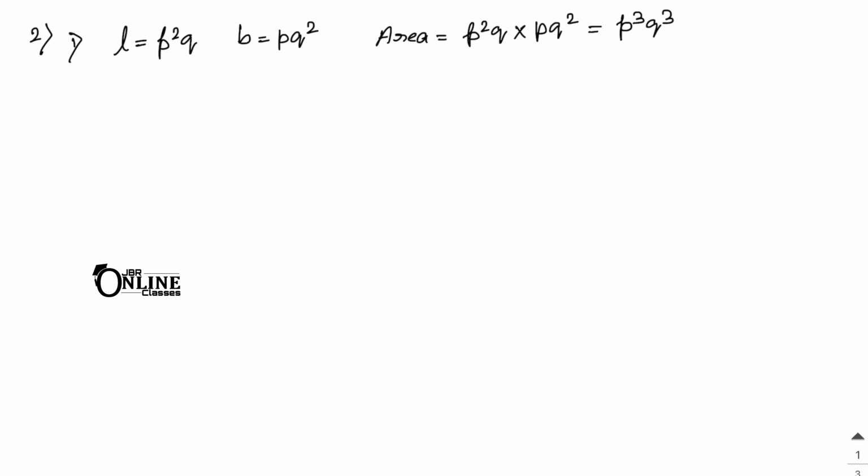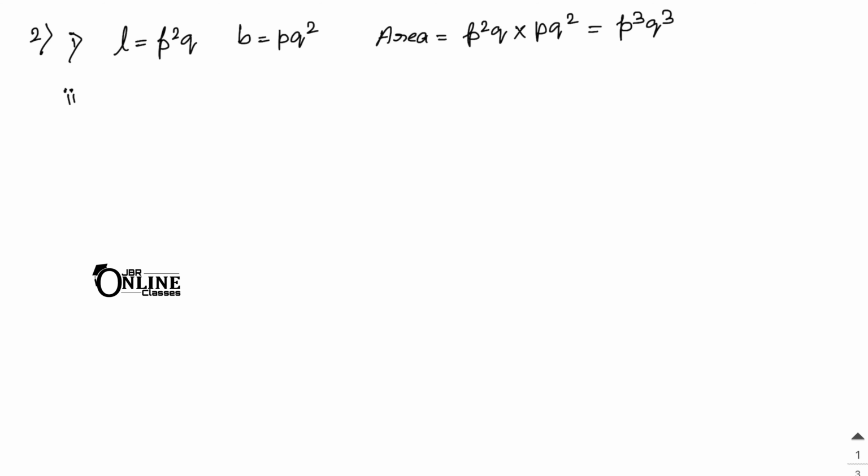Now next one, sum number 2. Find the areas of the rectangles with the following pairs of monomials as their length and breadth respectively. You know that if you have length equal to p square q and breadth equal to pq square, then area equals length into breadth. That means p square q into pq square, and your result will be p cube q cube.